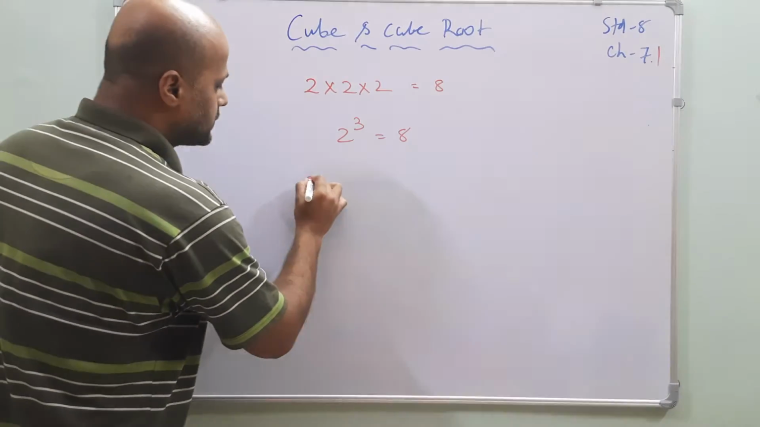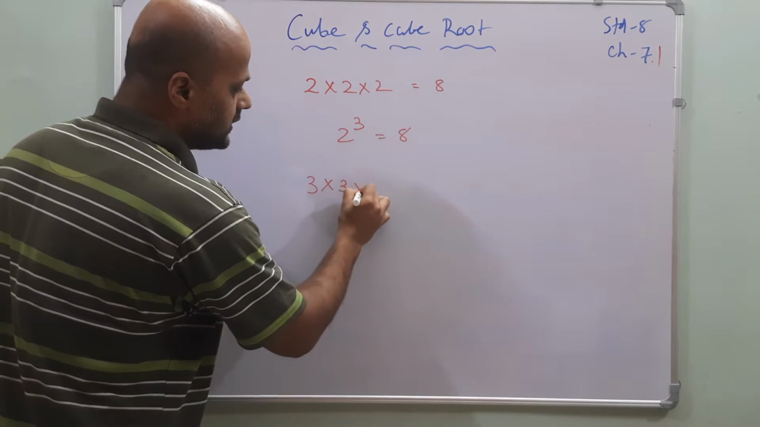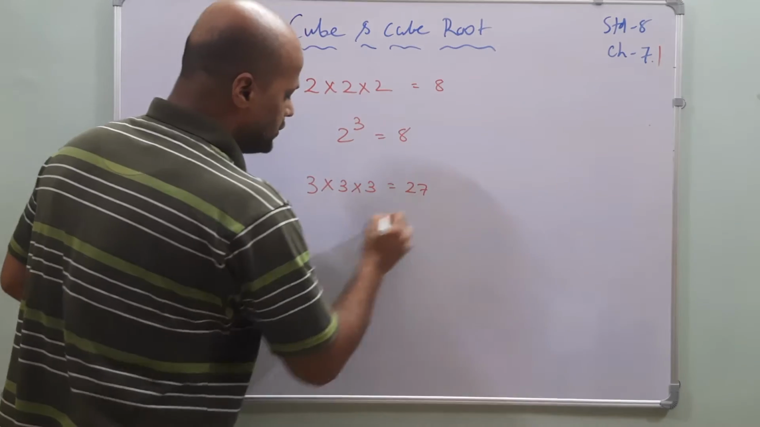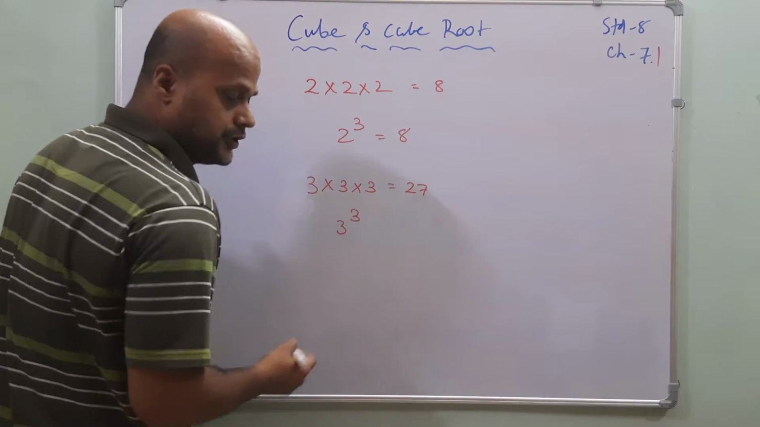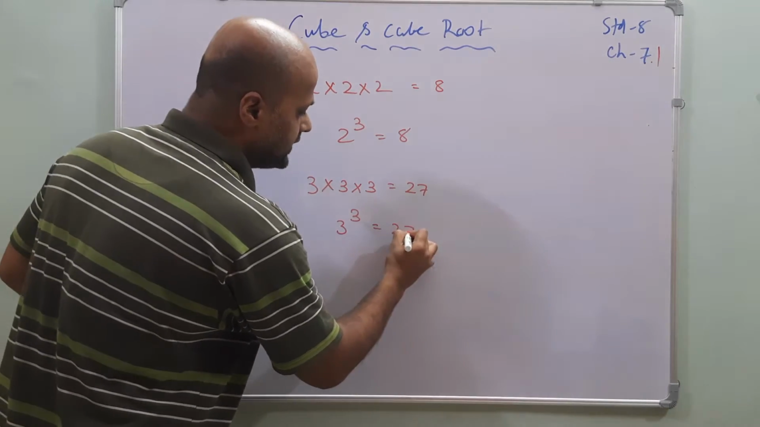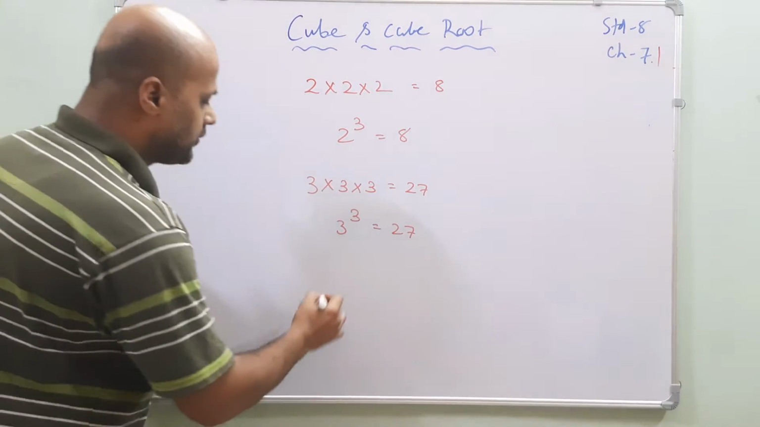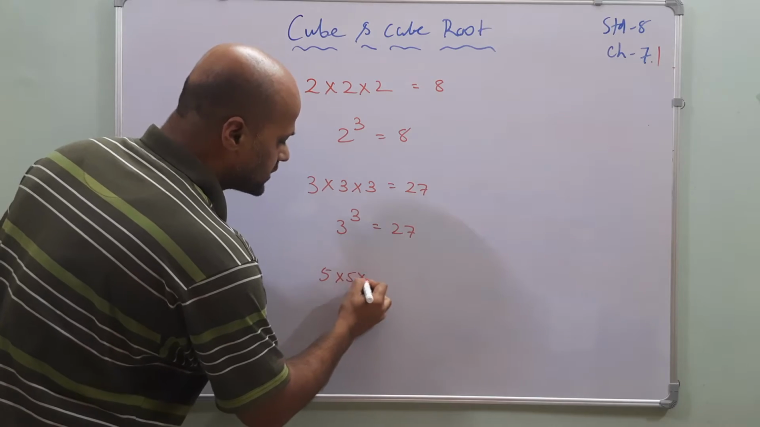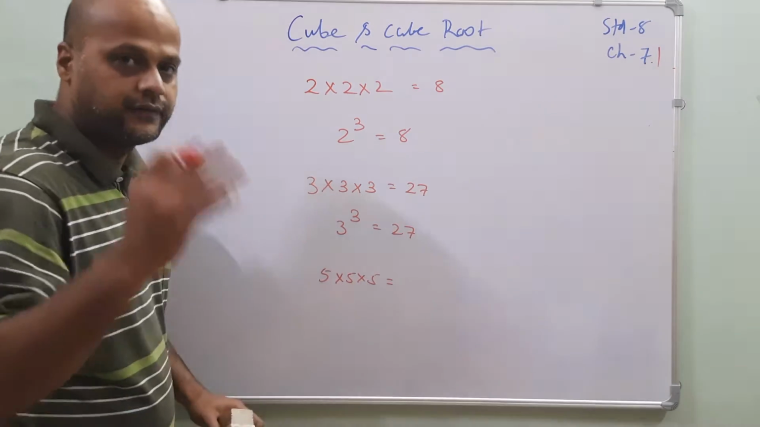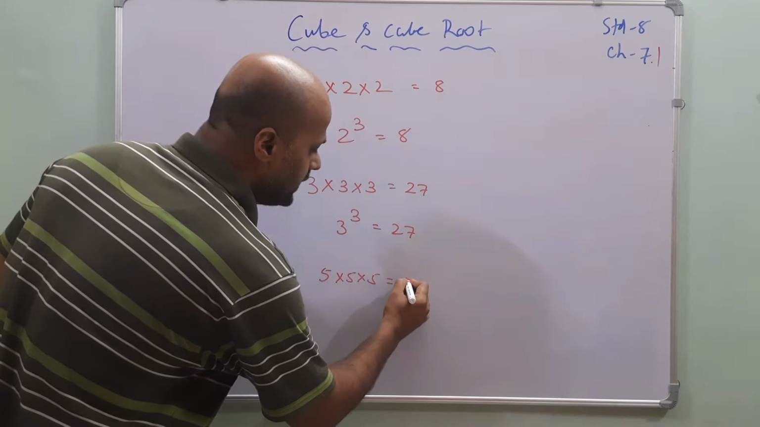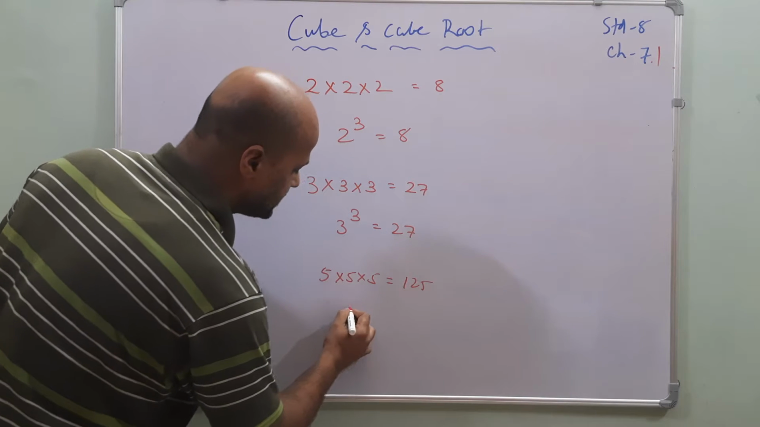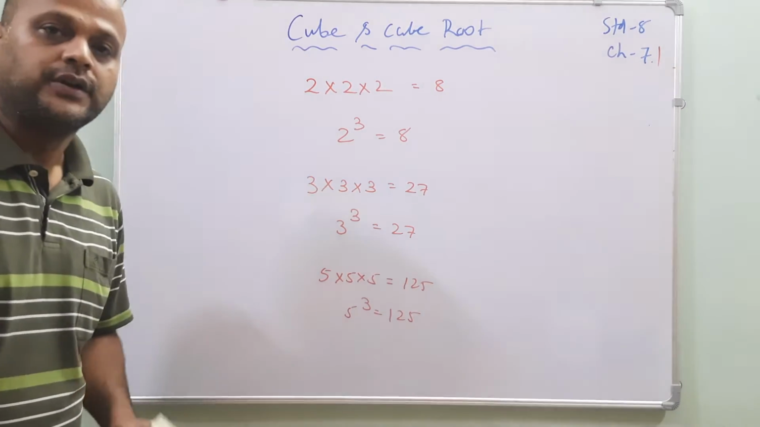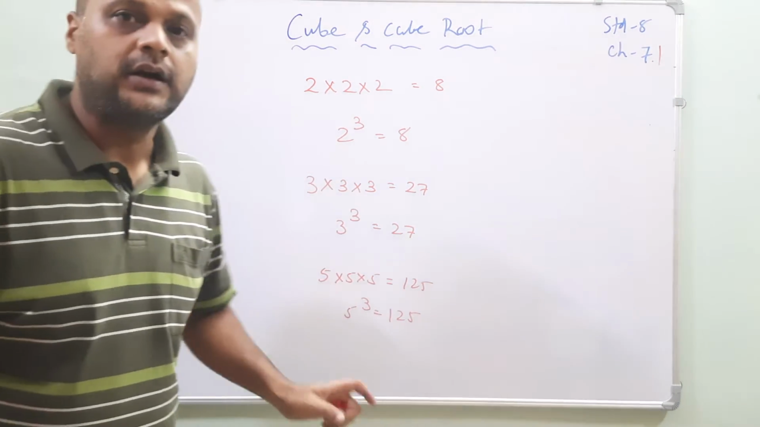Same in the case of 3 also. If I multiply 3 three times, then how much is it? 27. So I will write here 3 cube is equal to 27. Same with the case of 4, 5, 6, whatever. But the number must be similar and it must be taken three times. So 5 cube is equal to how much? 125. So this is the funda regarding the cube.